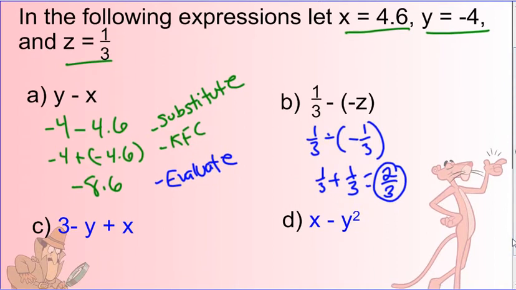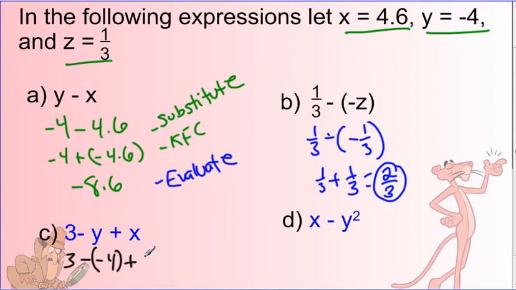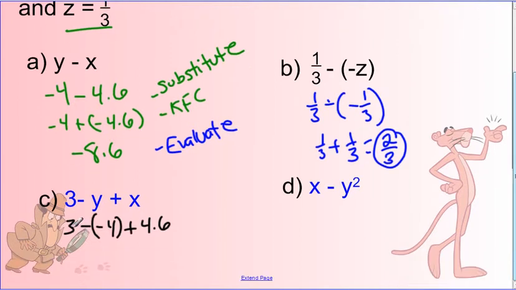Okay, so we substitute. Ooh, wrong button. Let's do black. We haven't done black in a while. All right, so we got 3 minus y, which is a negative 4. So 3 minus a negative 4 plus x, which is 4.6. If we KFC this part, we get a 3 plus a positive 4 plus 4.6. And that's actually pretty easy to do now.